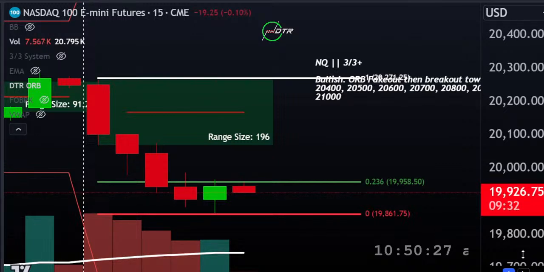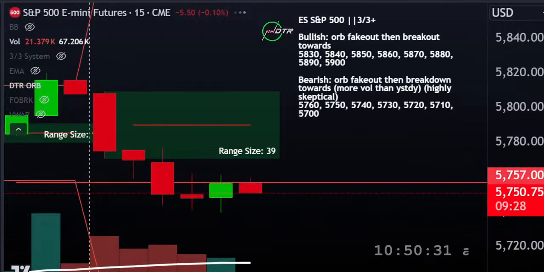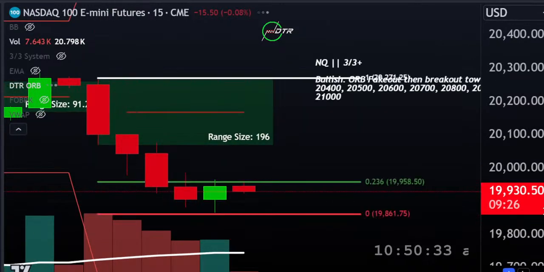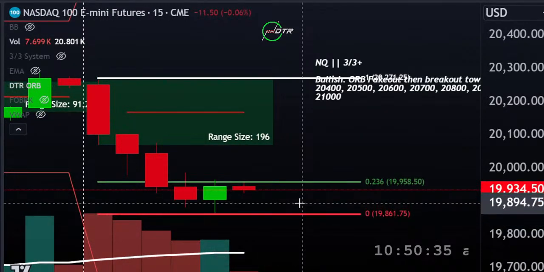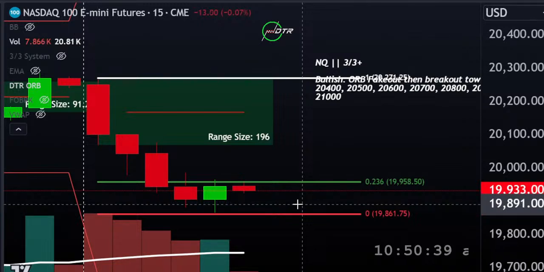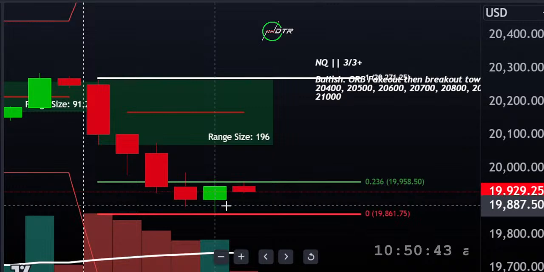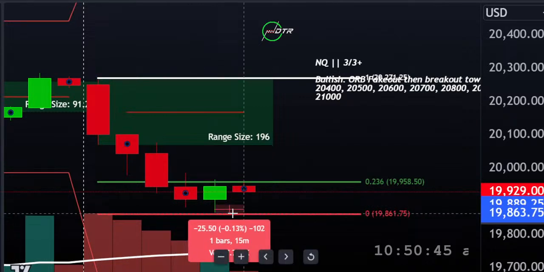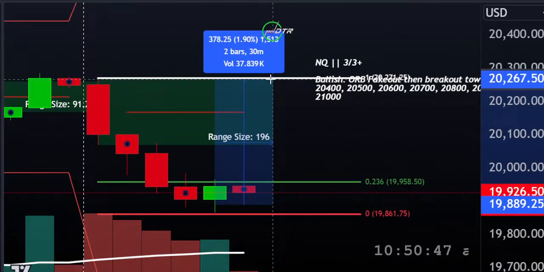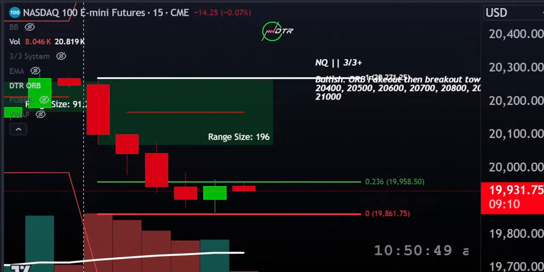So now stop loss would have to be 19,861.75, right? Approximately low of day. And for us to get that justifiable trade, right, it's got to get towards like 19,890 or lower, which gives us a risk reward of approximately 13 or 14 to 1, which is an excellent risk reward.